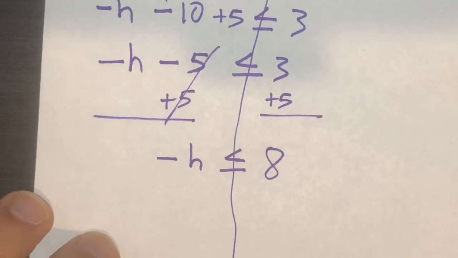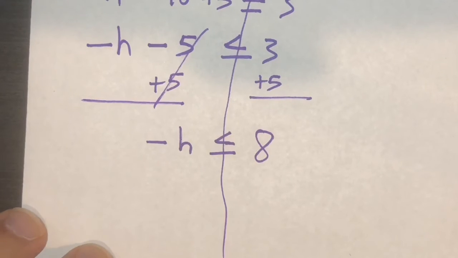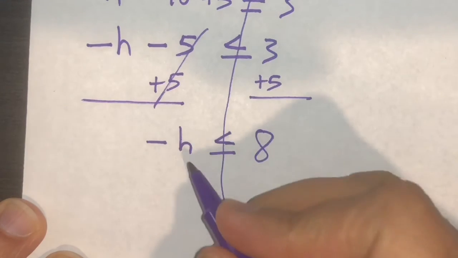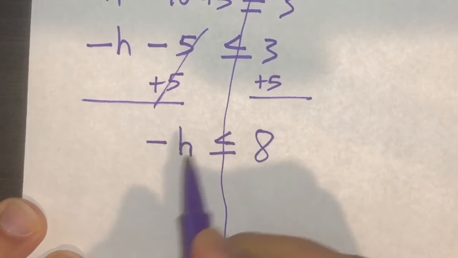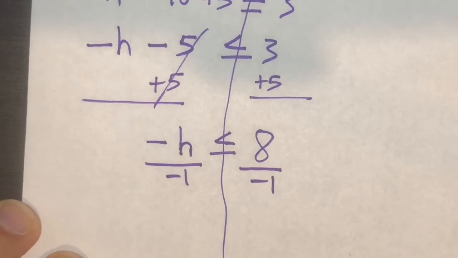Now, we have to do a couple things here that are a little unique to inequalities. First, we want this to be a positive h. So what we're going to do to achieve that is divide by negative 1. Okay, I also could have multiplied by negative 1. It would give you the same answer. Now, anytime you divide or multiply by a negative in inequalities, the symbol is going to flip.